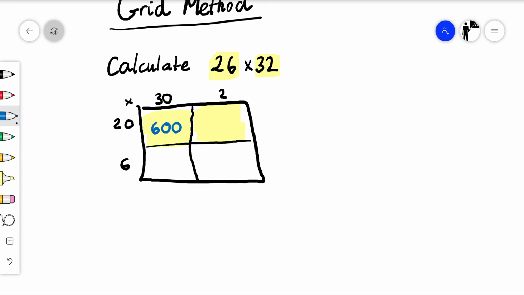Do you see how I get this? So I'm doing this number times this number to get this number. And this one here, I'm going to multiply 30 and 6. 30 times 6 is 180. And finally in this box down here, I'm going to do 6 times 2. 6 times 2 is 12.